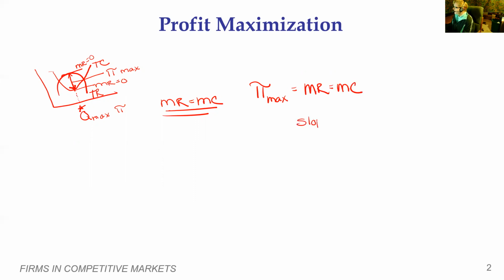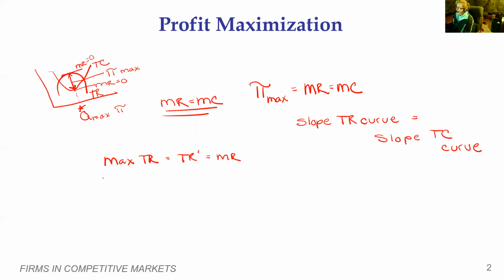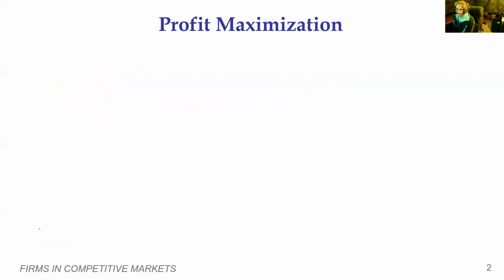Put another way, the slope of the total revenue curve equals the slope of the total cost curve. Those of you that have a background in calculus can easily see that the max of the total revenue curve, or the first order derivative of the total revenue curve, is actually marginal revenue. And the min of the total cost curve, or the first order derivative of the total cost curve, is marginal cost. Where those two are equal to each other becomes this profit maximization point. That's true of every single industry. We want to produce where marginal revenue and marginal cost are the same.